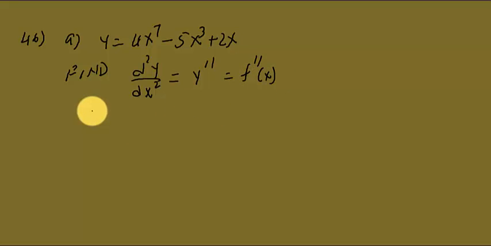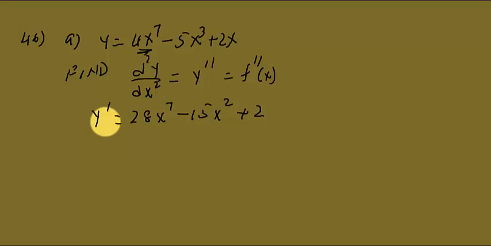First of all, we're going to take y prime. That means we're going to take the derivative of this. So that's going to give me 28x to the 6th minus 15x squared plus 2. That is my first derivative.